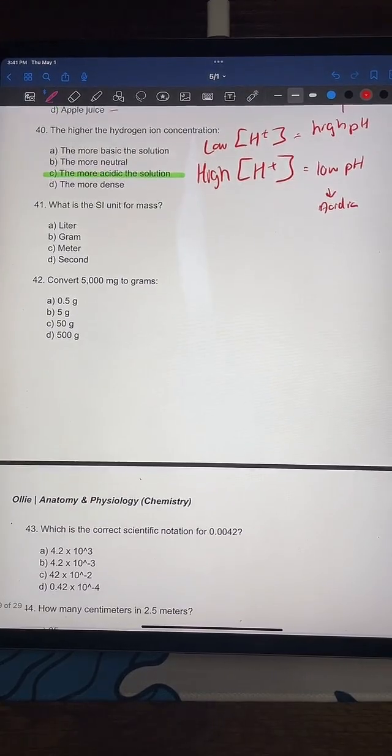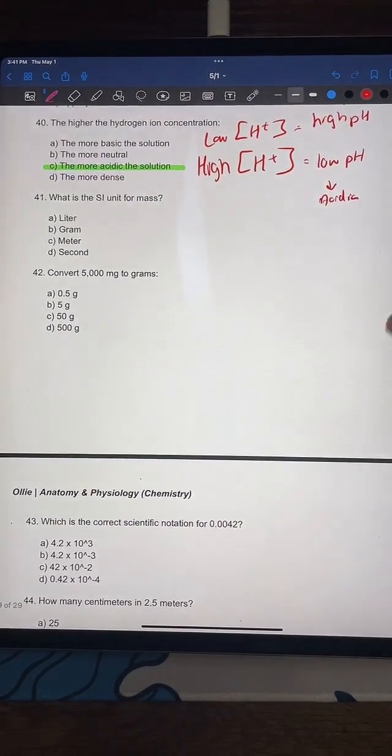But number 41, what is the SI unit for mass?